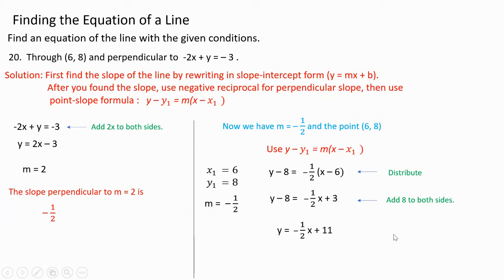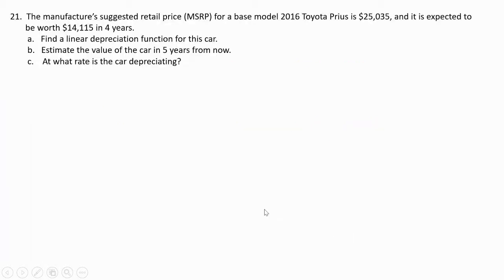Okay. Now, how do you apply this in real life? This is, I believe, something from 2.3. Okay, it says here: the manufacturer's suggested retail price, MSRP, for a base model 2016 Toyota Prius is $25,035. And it is expected to be worth $14,150 in 4 years.